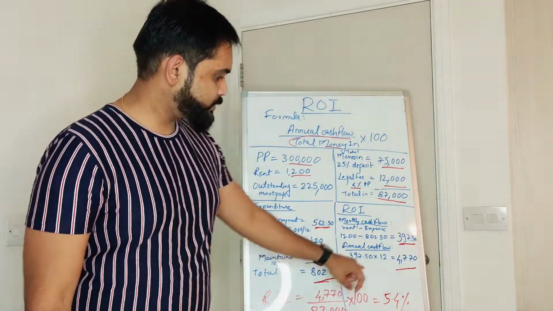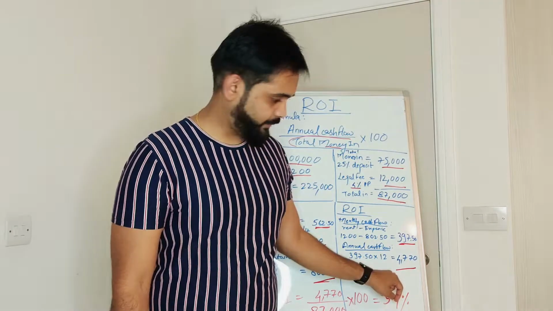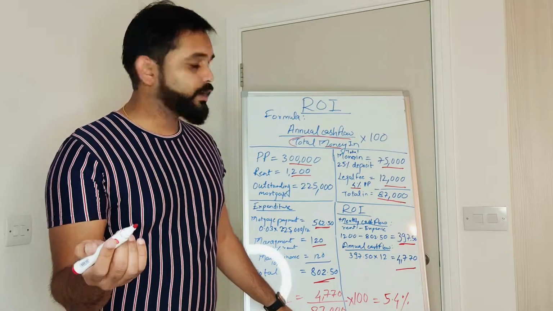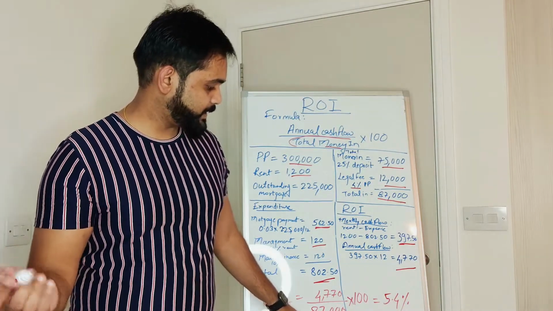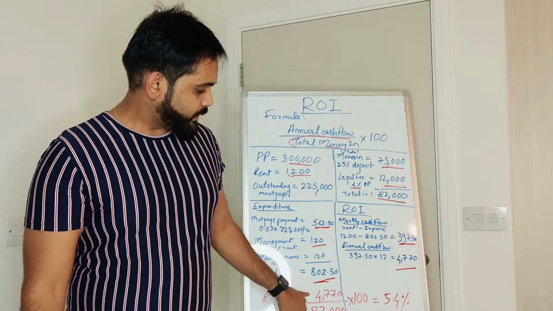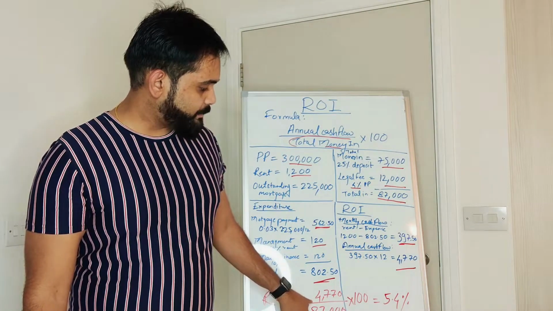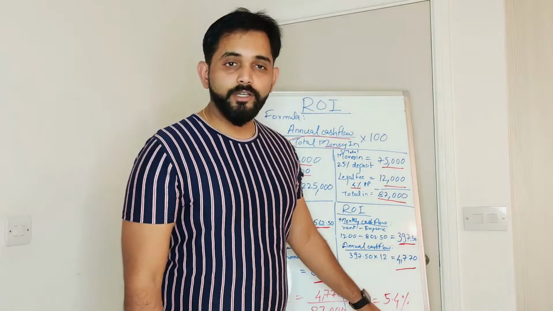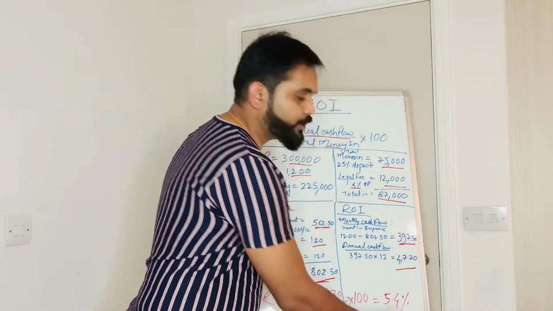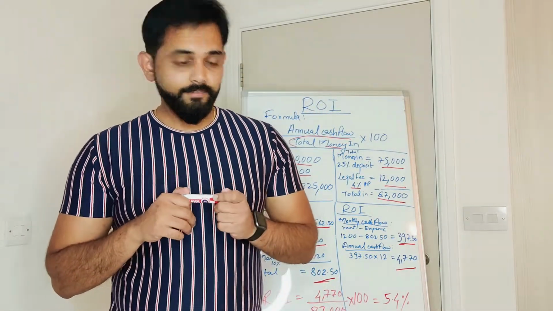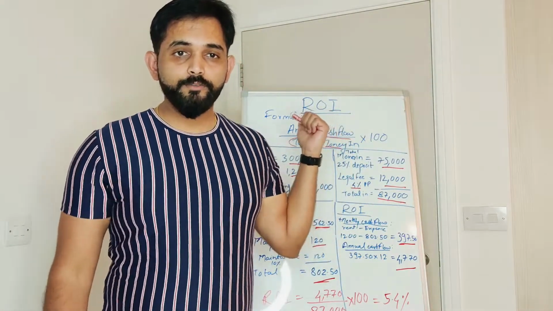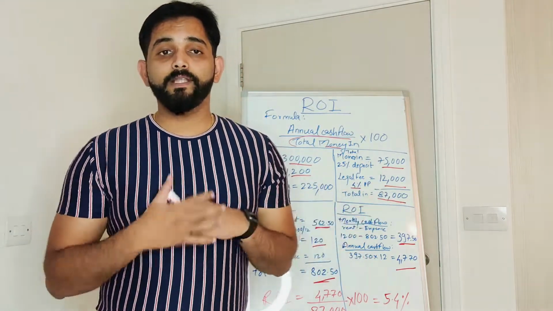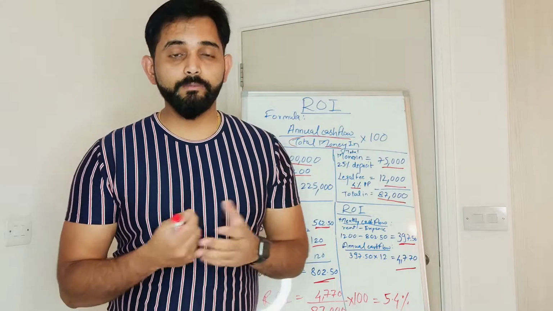So the annual net cash flow which we calculated, 4,770, divided by the total money in, your 25% deposit and your legal fees of 12,000, which is 87,000. If we divide this amount and multiply by 100, you are going to get your return on investment. In this scenario, the return on investment comes to around 5.4%. So the 87,000 which you are putting in to purchase the property of 300k is going to give you a return of 5.4%.